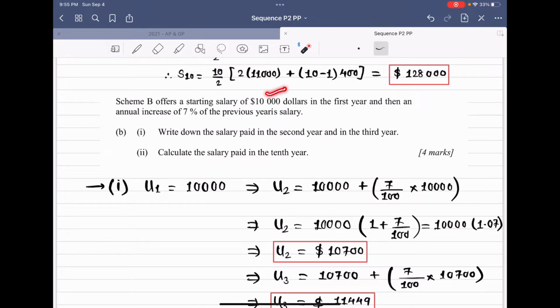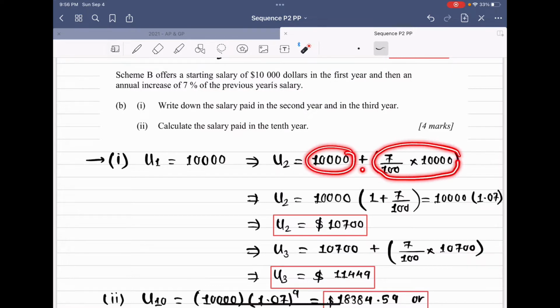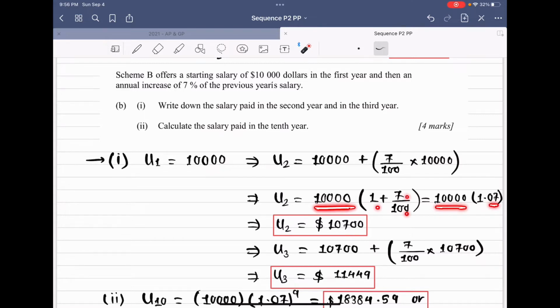Clearly my first year salary is 10,000, so I'm writing that. My next year salary is definitely 10,000 plus 7% of the previous, so 7 over 100 times 10,000. You can see this plus this. Out of this, 10,000 is common, so I'm taking it common. If I take out 10,000, I will be left with 1, it is not 0: 1 plus 7 over 100. So this is 10,000 as it is. 7 over 100 is 0.07, plus 1 is 1.07. So if I calculate this, my answer becomes $10,700.